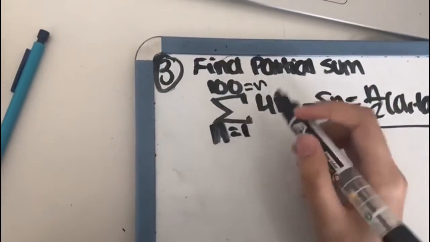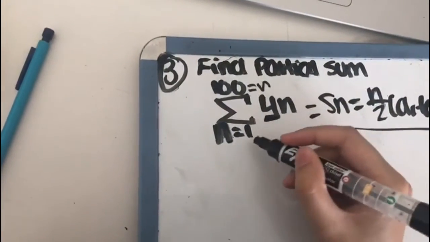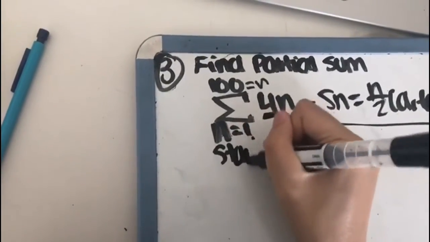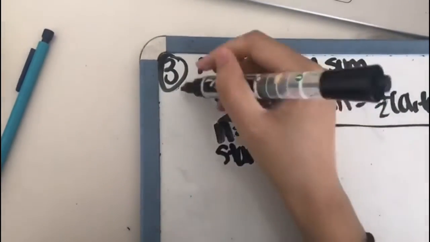So let's see. They have 4 right here, and they have 1. So that means that now listen, this is the starting point, and this is the ending.